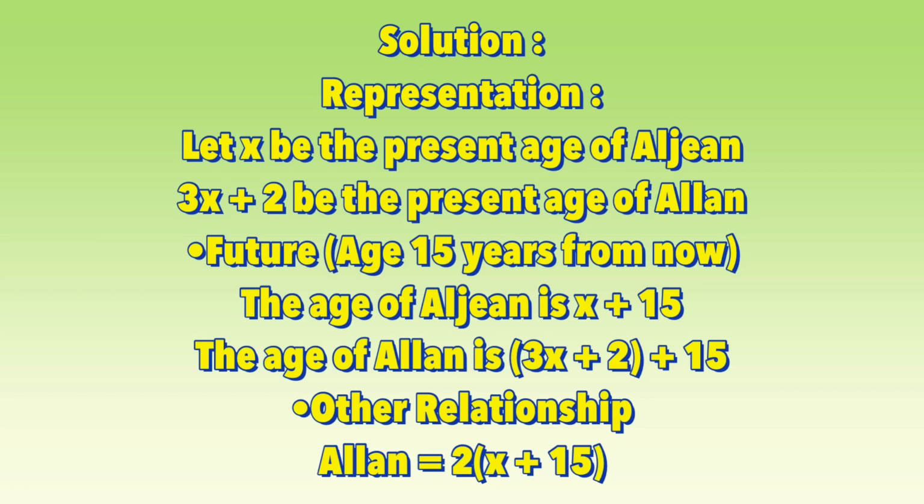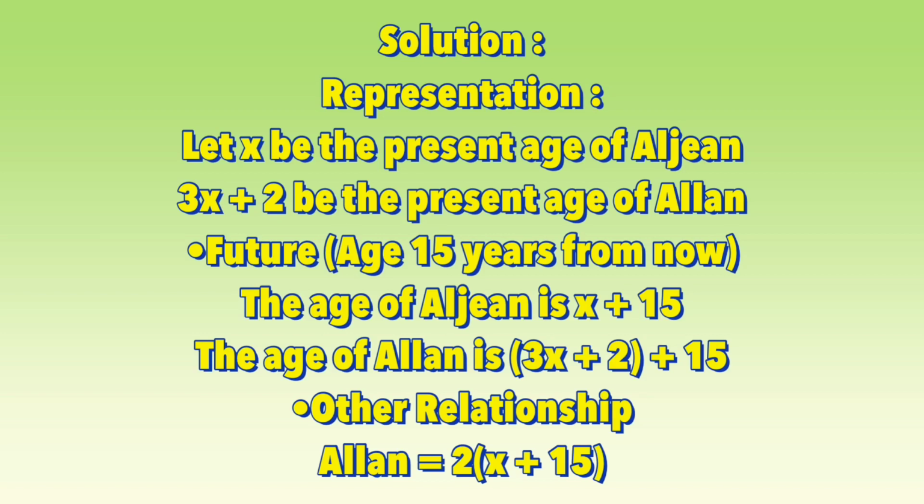Then the problem involves future years, so we're going to consider this: age 15 years from now. So we're going to add this 15 years to their present age. That's why the age of Algin is x plus 15 and the age of Alan is 3x plus 2 plus 15.